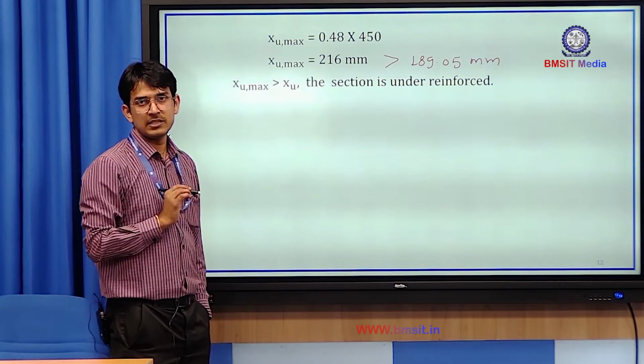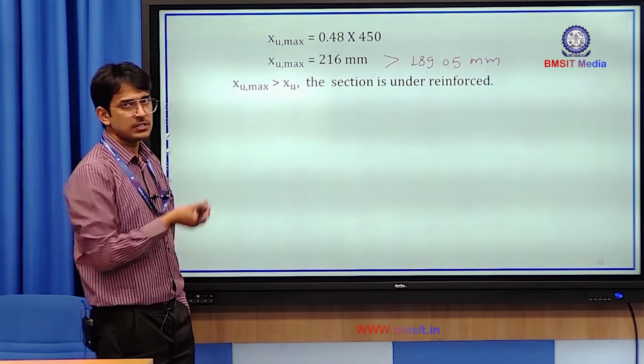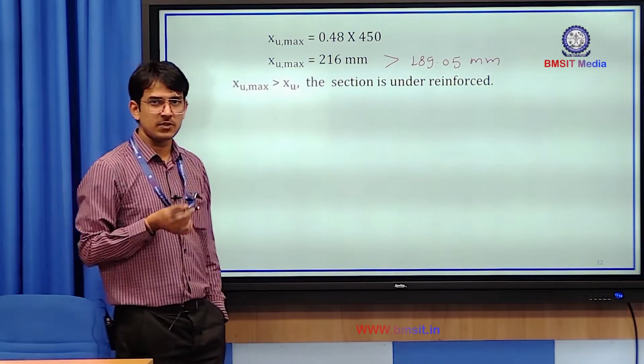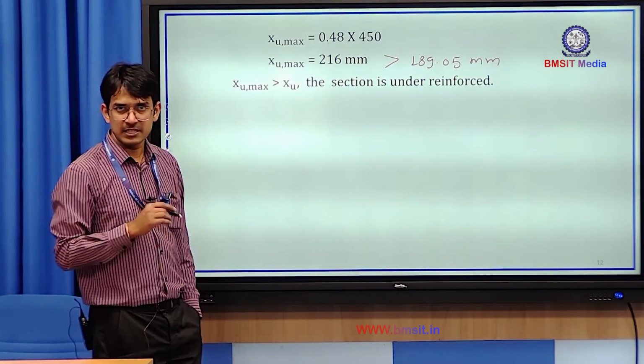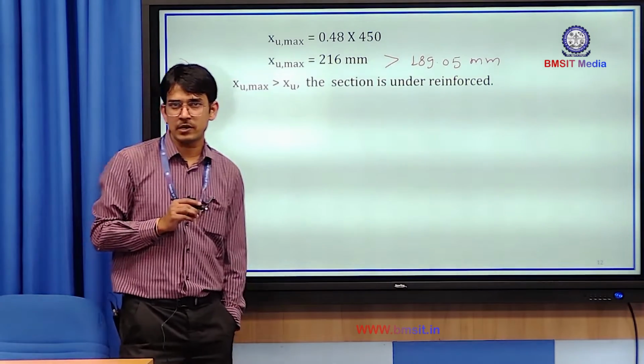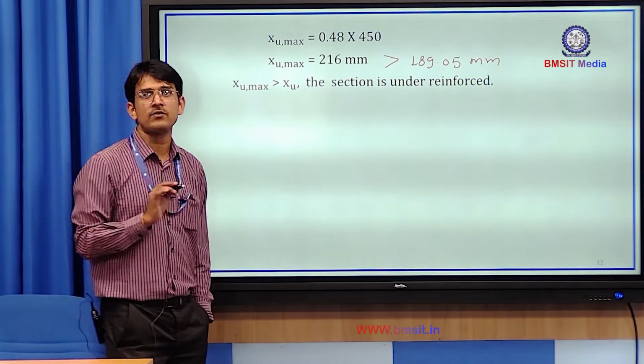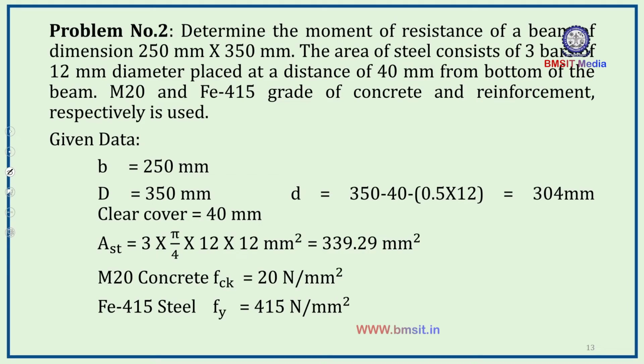In this question, if they asked for the moment of resistance for the under reinforced section, we could calculate it using the formula we have. But here they are asking only for the depth of neutral axis and type of section. So this is the end of this question. This is the second type of problem we have.